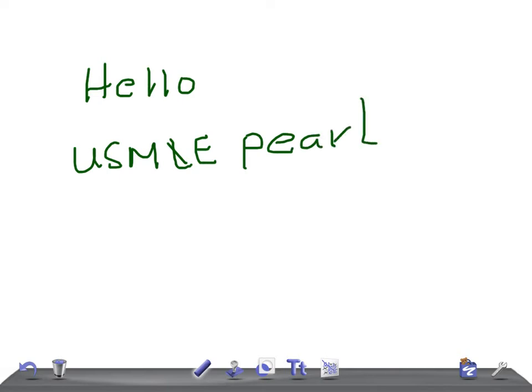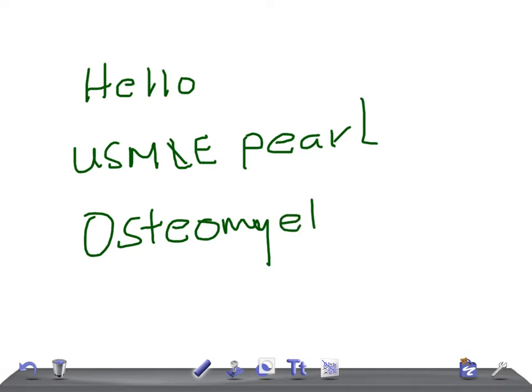This is a USMLE Pearl, and today's topic of discussion is common pathogens in osteomyelitis. I'm going to give you the condition or the past history of the patient, and you have to tell me which of the following is the causative organism for his osteomyelitis. So let's start on this kind of USMLE Pearl.